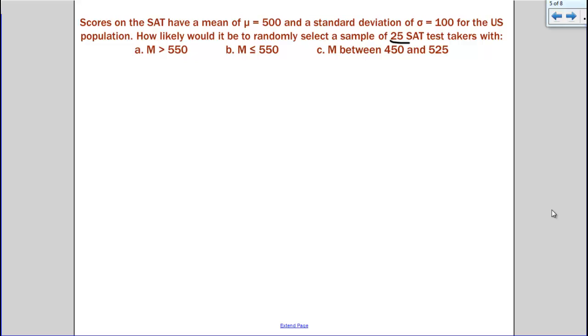So we are starting with a sample mean. We're going to calculate the z-score. Then we're going to go to the unit normal table and find the probability associated with that sample mean or range of sample means. All right, so we're still using the SAT distribution with a mean of 500 and a standard deviation of 100. And we're looking at the probability of randomly selecting one of these three options, A, B, or C, when we have 25 SAT test takers.